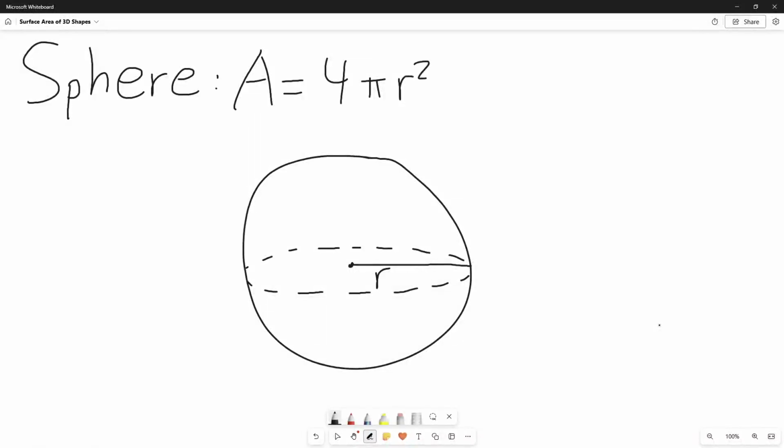And for a sphere, its surface area is given by the formula A equals 4 times pi r squared, where r is the radius of the sphere. So you only need one variable or missing value for the surface area. And if you're doing IB, then this formula is given in the formula booklet, so you do not have to memorize this one. But it's pretty easy to memorize.